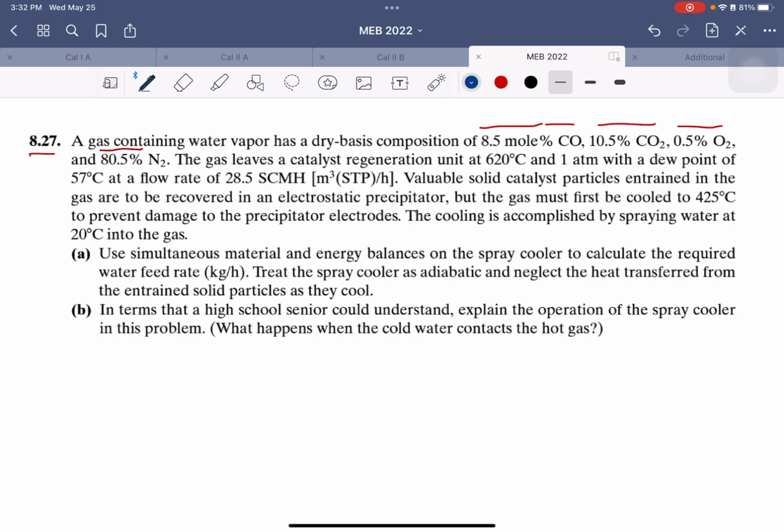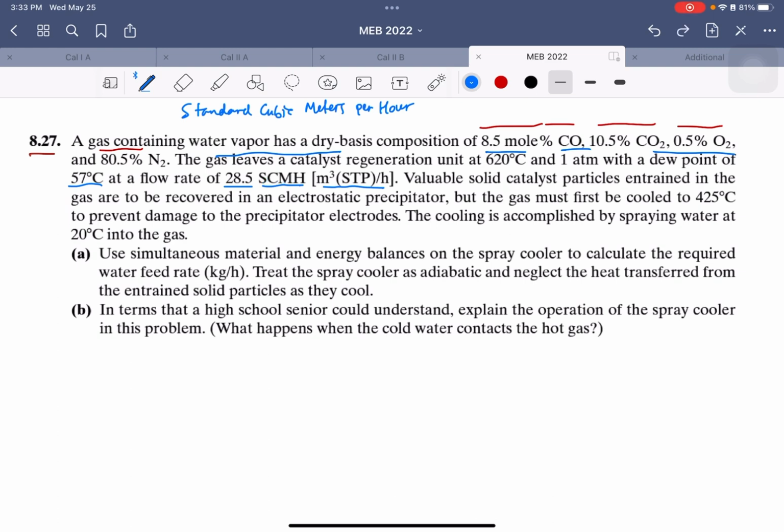Okay, and then the gas leaves catalyst at 620 degrees Celsius, 1 atmosphere, with a dew point of 57 degrees Celsius at a flow rate of 28.5 SCMH. SCMH is standard cubic meters per hour. Or we could just take notes on this unit. Okay, so I don't think you need to know what this is, but just take the notes of what the unit is.